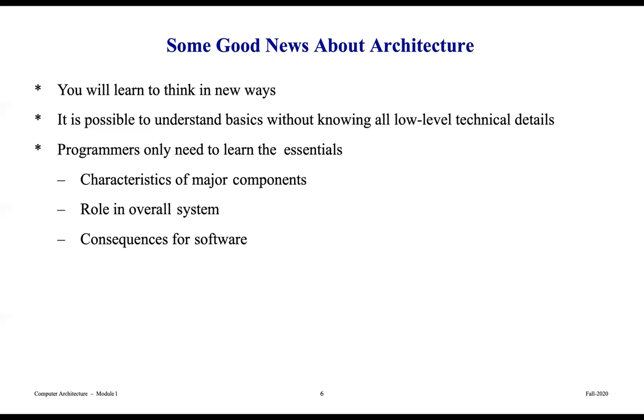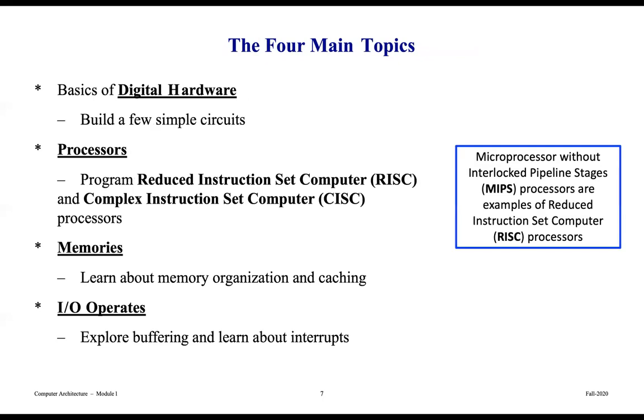You don't need to know how a car works to be able to drive it. But if you were to start to want to program new capability for a car, you're going to see that you're going to need to have some more understanding of how things come together. So programmers only need to learn the essentials, the characteristics of major components, the role of overall system, and the consequences for software. And so that is the thing that we will be talking about in our class.